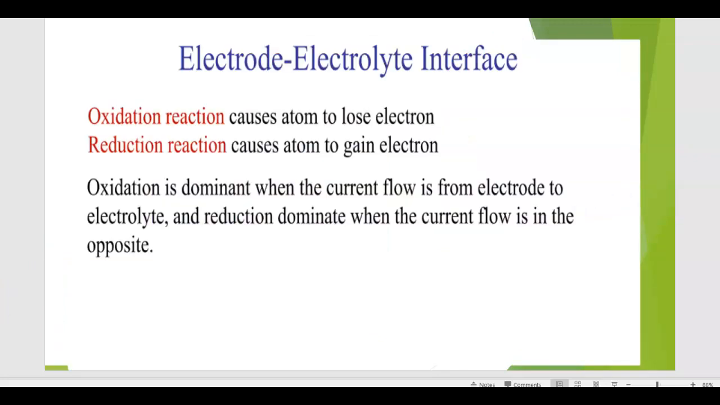Next is the electrode-electrolyte interface. An oxidation reaction causes an atom to lose electrons. A reduction reaction means it gains electrons. Oxidation is dominant when the current flow is from electrode to electrolyte, and reduction dominates when the current flow is in the opposite direction.